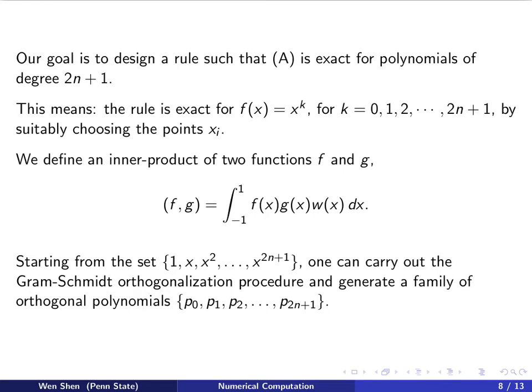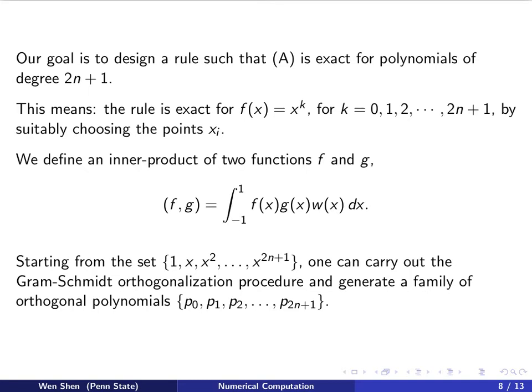Towards this goal, we now define an inner product of two functions, f and g, as follows. This is a notation of the inner product, and the inner product is the integral of f times g times the weight function w.